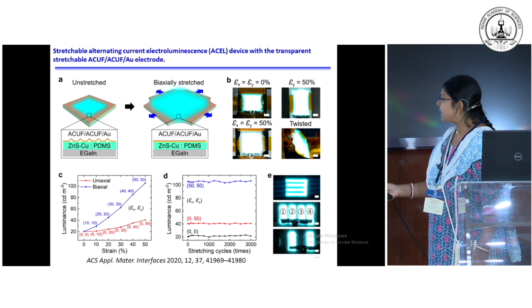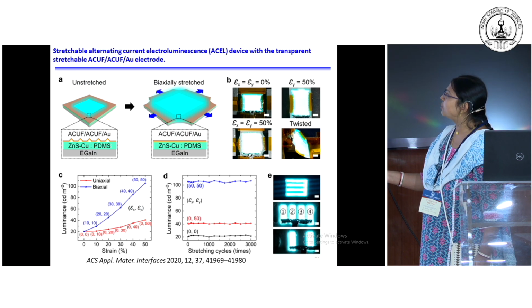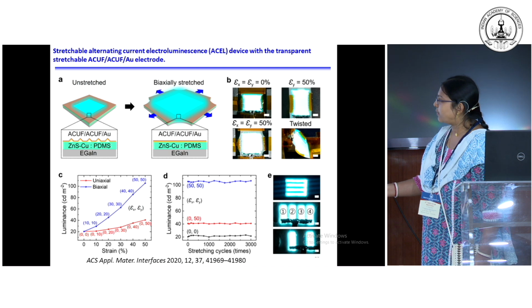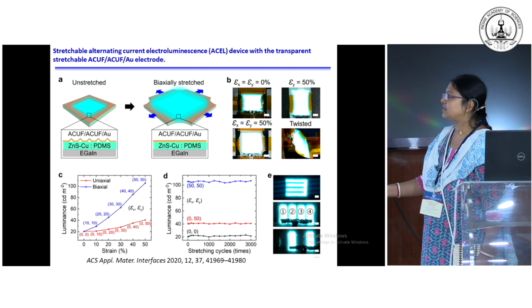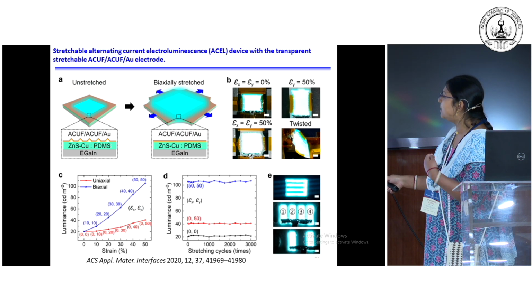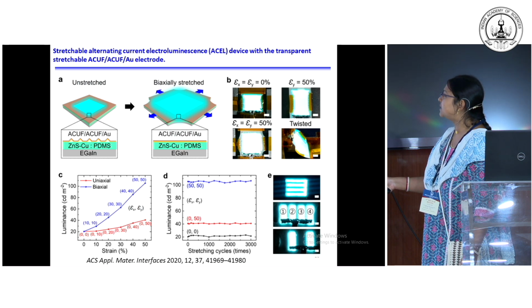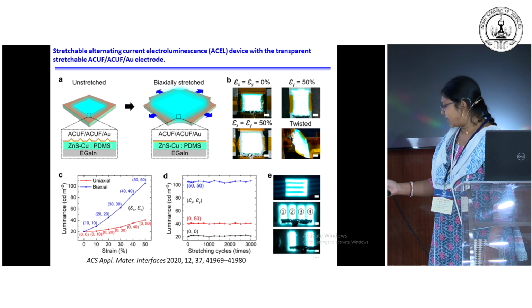And we have also fabricated one biaxially stretchable alternating current electroluminescence device. This is the scheme. This is our transparent conducting electrode, and here the emissive layer is a ZnS:Cu PDMS composite. You can see even in twisted condition, in uniaxial stretching or biaxial stretching, our device is working very well.